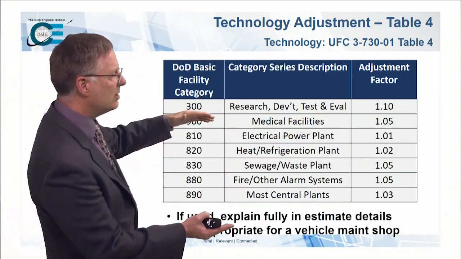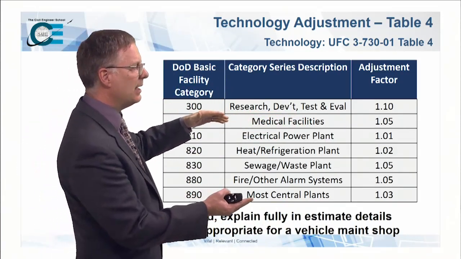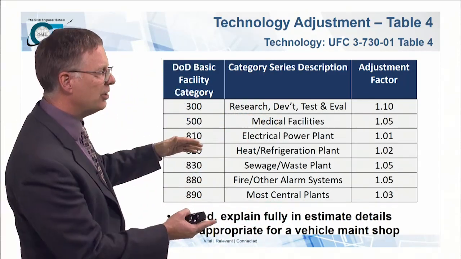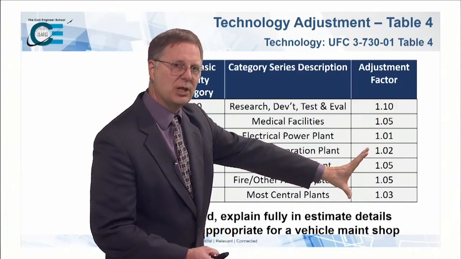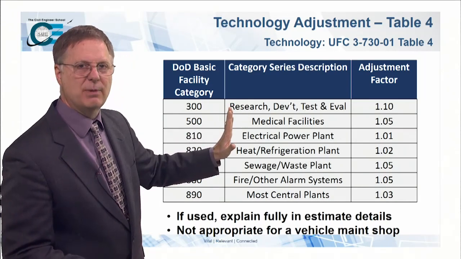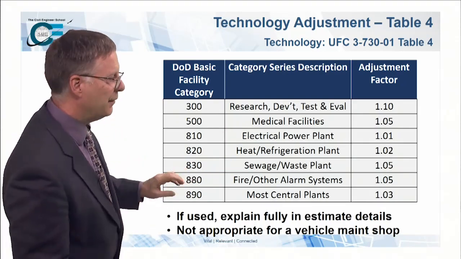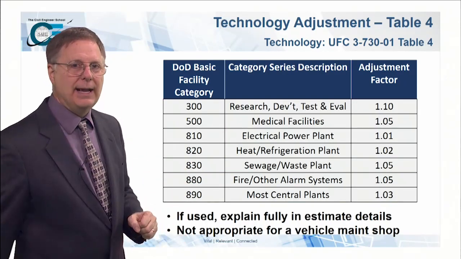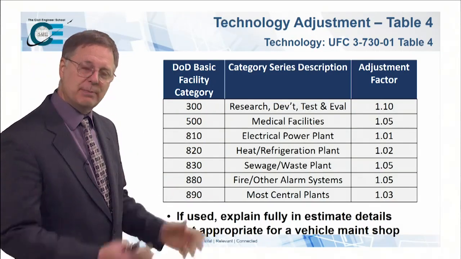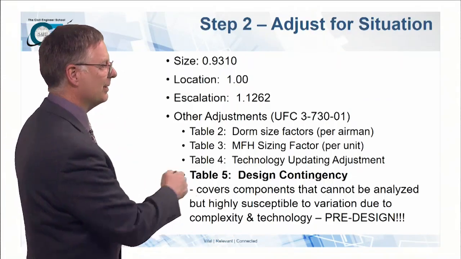And the rest of these are all utility plants. And the idea here is that utility plants, because of efficiencies and economies and control systems, are going to change every couple of years as well. So you've got some adjustment factors there. Those are the only facilities you can apply this adjustment factor to. That's all. If you're using it, make sure you explain it. And because we're dealing with a vehicle maintenance shop, it's not really appropriate to our particular project, but nonetheless, this is available to you out there if you want to use it, if it's appropriate to your project.